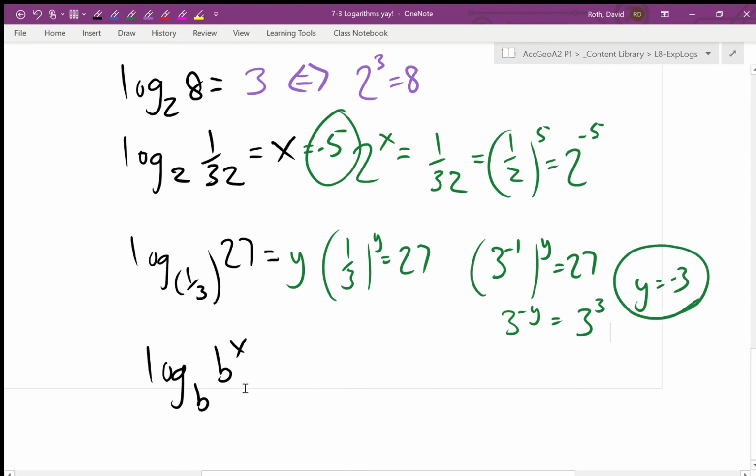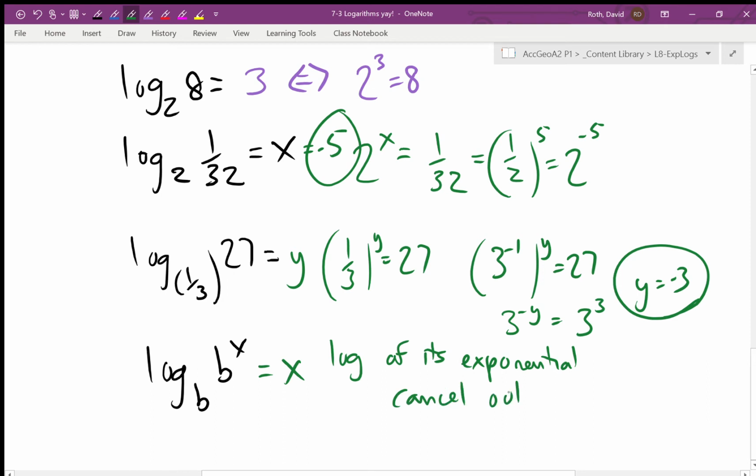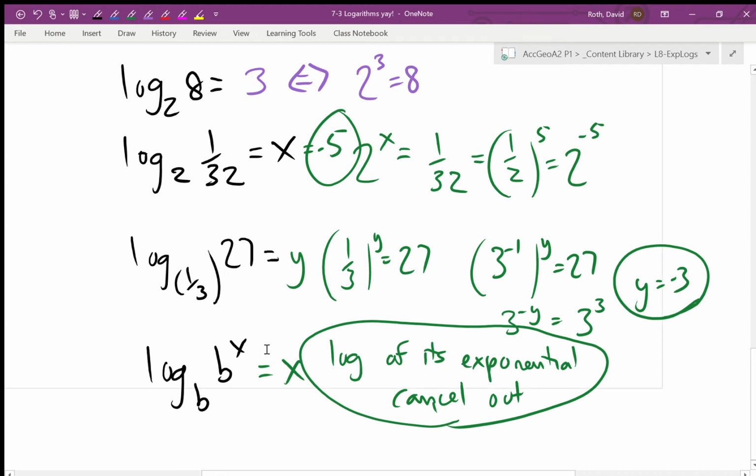Okay. Log base b of b to the x. Now, this one's interesting. b to what power is b to the x? Well, the answer, of course, is x. And the key on this one is a log of its exponential. In this case, they cancel each other out. And that's an important point that we'll use in lots of solving. Log base b of b to the x is simply x, because the log is an inverse function of the exponential. It cancels out the exponential, so you're left with x.